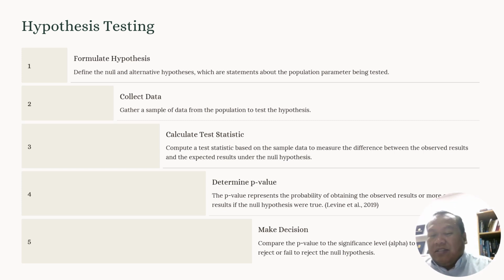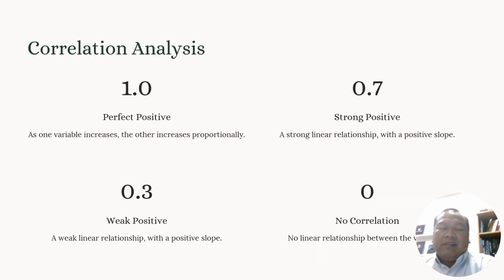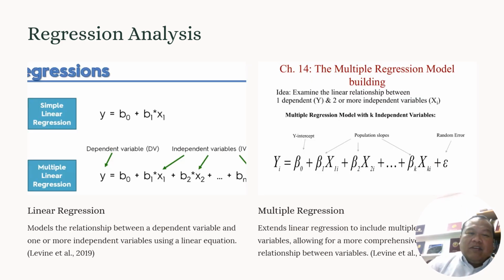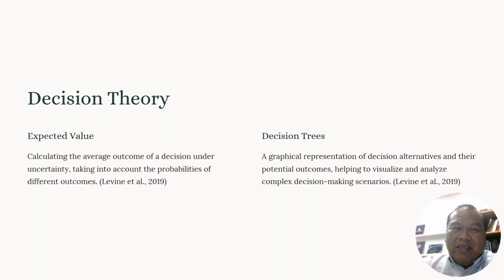And then you make the decision. So you compare the p-value to the significance level of the alpha. Oh my God, this is just so complicated. I will just explain that in a different set of videos. And then you will have the correlation analysis. Oh, this one, let's skip to that one. Then you have regression analysis. Let's skip. These are just basic.